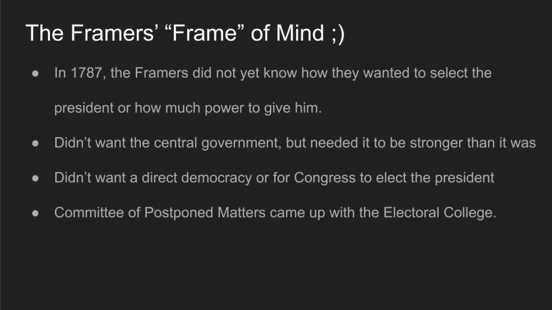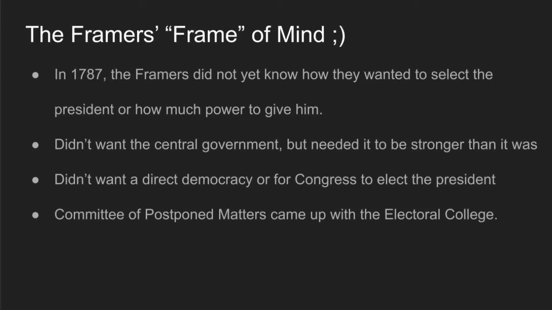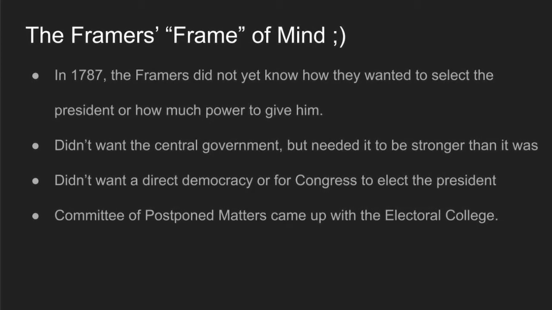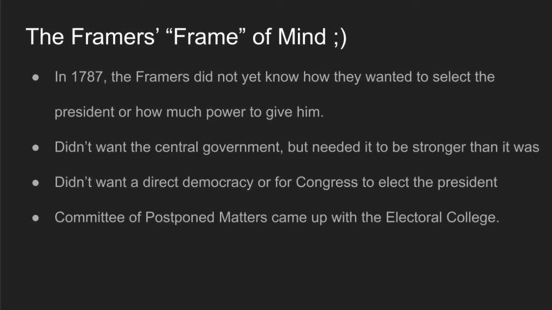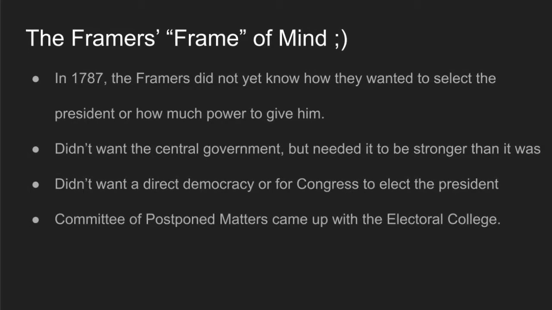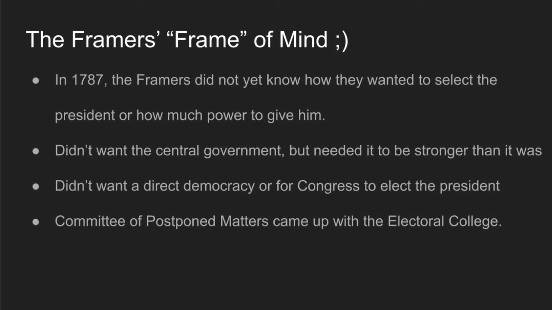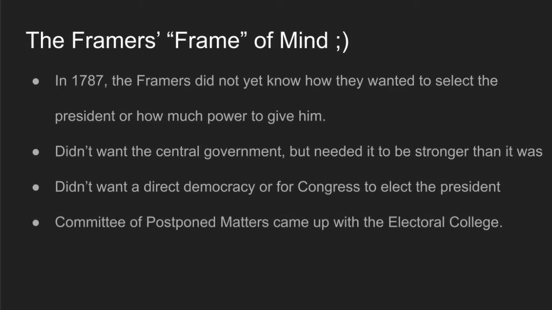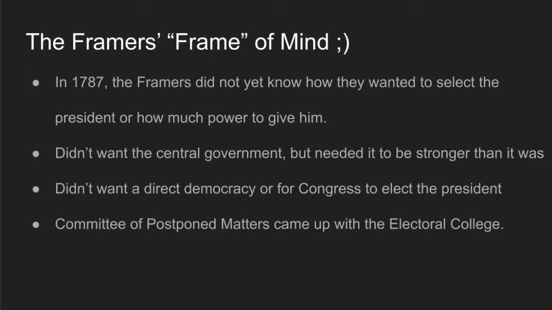The framers' frame of mind. In 1787, the framers did not yet know how they wanted to select the president or how much power to give him. They were afraid of giving the central government too much power, but they needed it to be stronger than it was. They also knew that they didn't want a direct democracy, because they were afraid that it would be too difficult to achieve a majority vote.